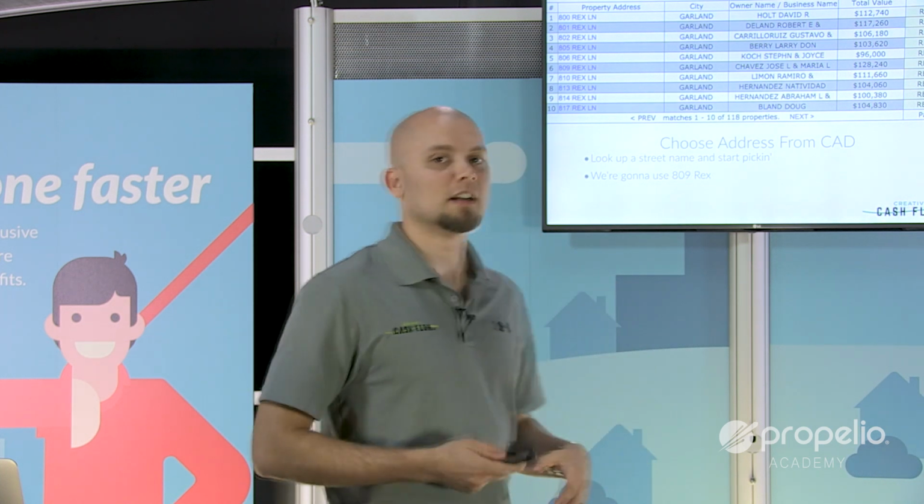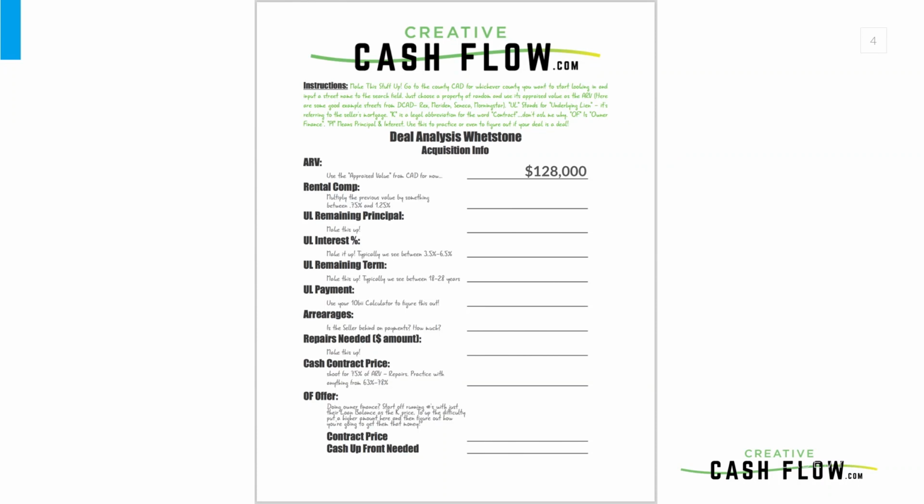What I want you to do is the same thing. Start choosing houses that might be $80,000. Start choosing houses that might be $250,000. Go everywhere in between and just pick numbers out of the air to make it work. So now that we've chosen that one, I'm going to just round down. I'm going to say it's worth $128,000.